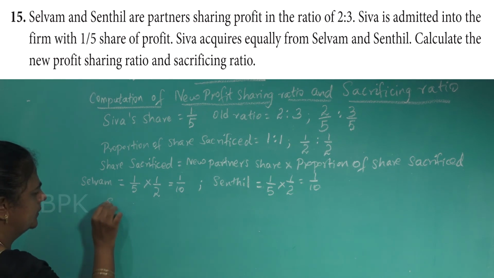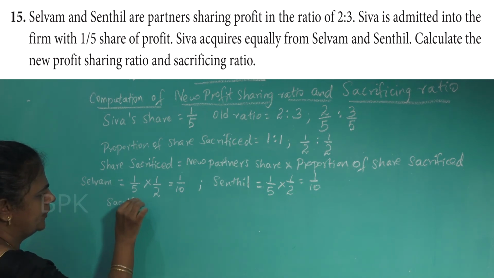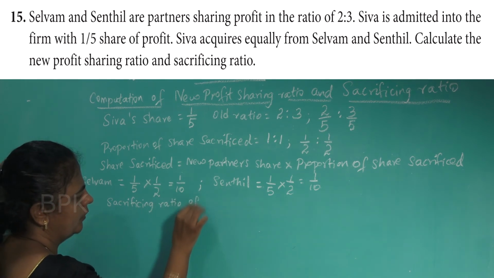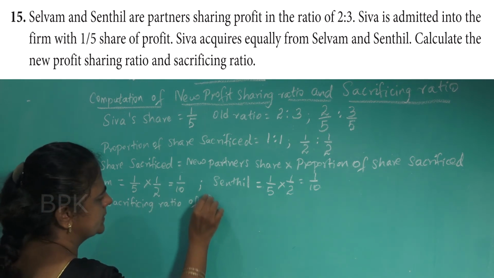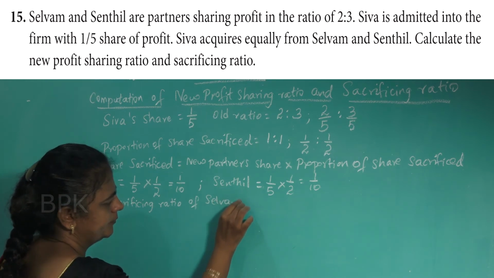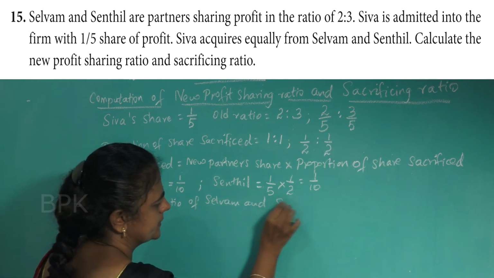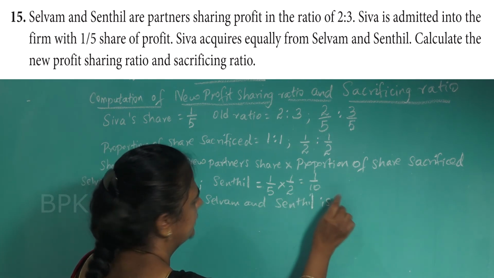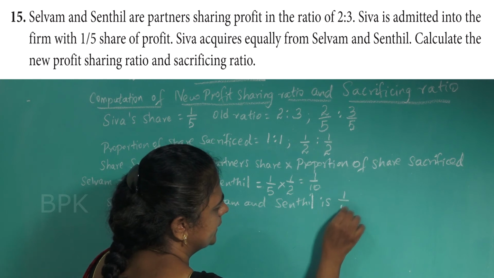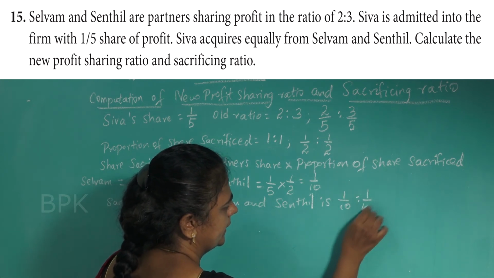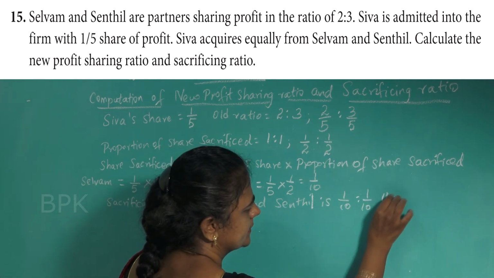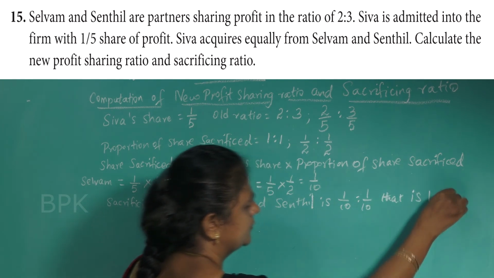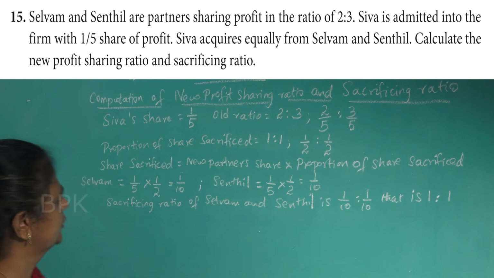So the sacrificing ratio of Selvam and Senthil is 1 by 10 is to 1 by 10, that is 1:1. So this is the sacrificing ratio.